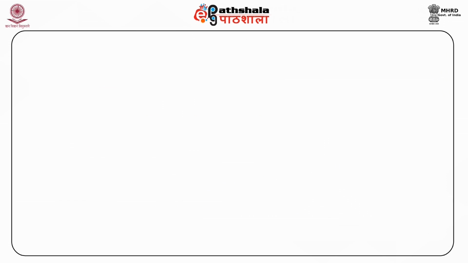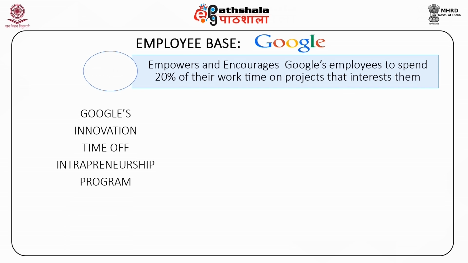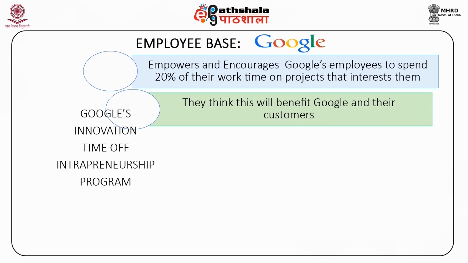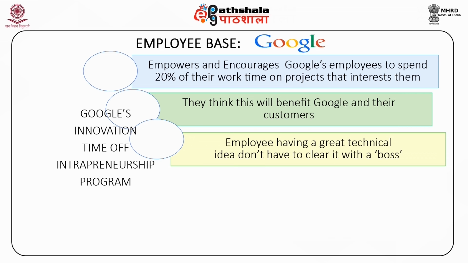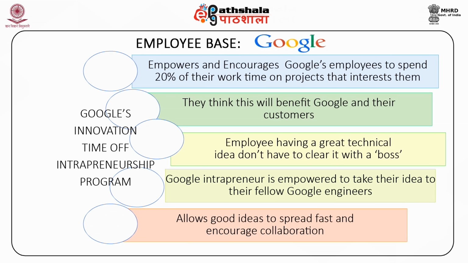One of the most successful examples of using the employee base is Google. Google's Innovation Time Off entrepreneurship program empowers and encourages Google's employees to spend 20% of their time on work projects that interest them and they think will benefit Google and their customers. If an employee has a great technical idea, they don't have to clear it with a boss. Instead, a Google entrepreneur is empowered to take their idea to their fellow Google engineers. This program allows good ideas to spread fast and encourages collaboration.